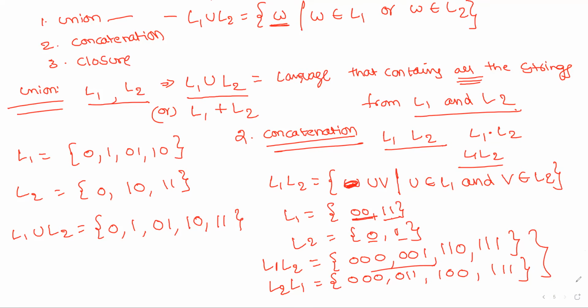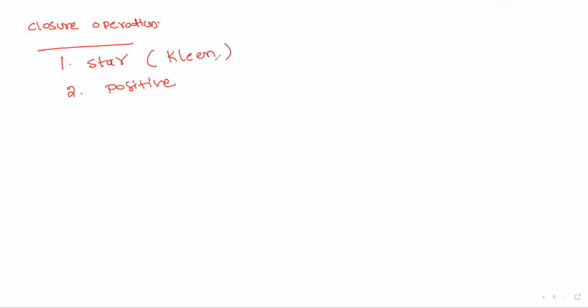Now the final operation we are going to discuss is the closure operation. In this, we require only one language, and in closure also we have two things. One is star closure, the second one is positive closure. Another name for star closure is Kleene closure. We already discussed this. This is the representation for star, and this is the representation for plus. Assume sigma star. This is called Kleene closure or star closure.